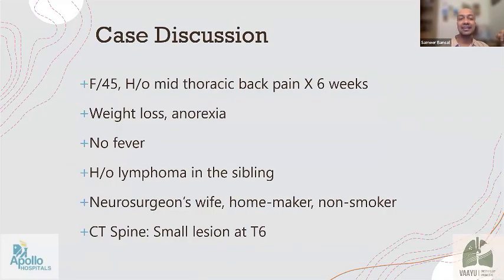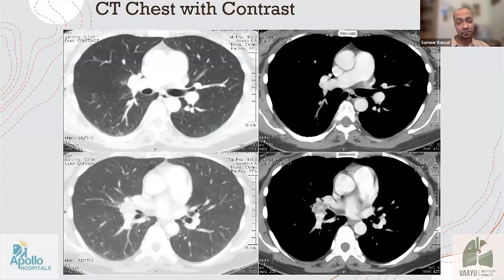So with that, one case: this was a 45-year-old female with a history of mid-thoracic back pain, weight loss, anorexia, no fever, history of lymphoma in a sibling, some significant socioeconomic factors, and CT spine showed a small lesion at T6, which wasn't worth biopsying.